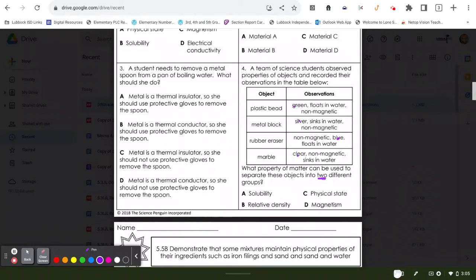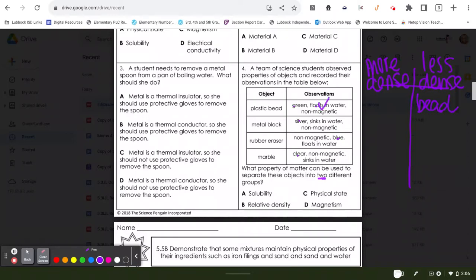Okay, color is not a thing on here. So let's move to the next one. Floats in water. What is floating in water? All right. So we have what? More dense and less dense. Okay, if it floats on the water, it's going to be less dense, so the bead floats.